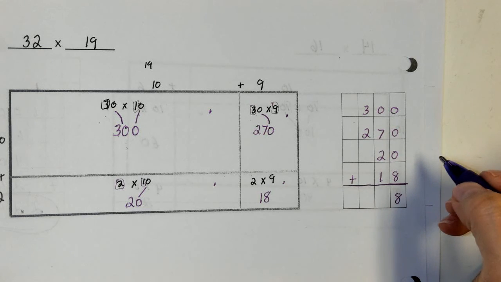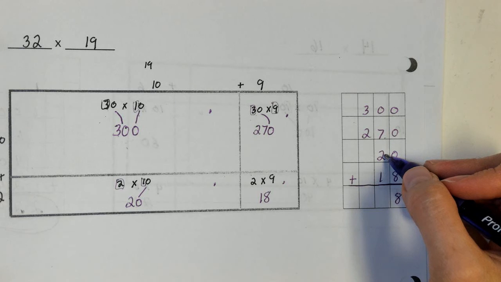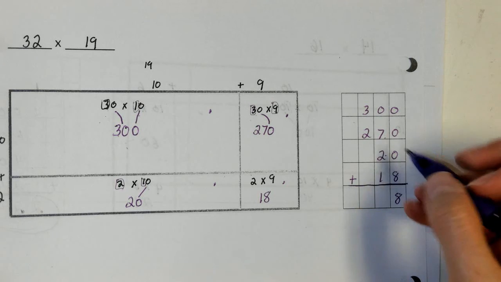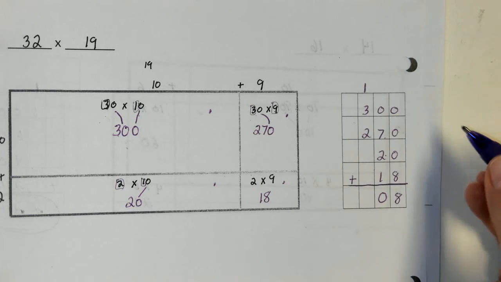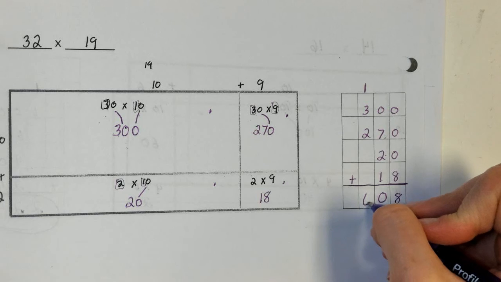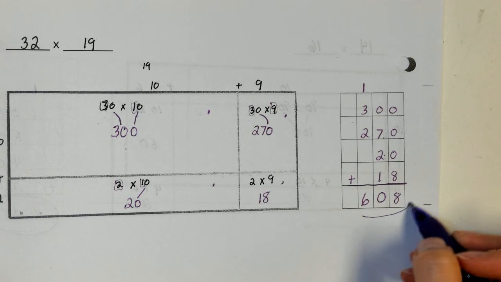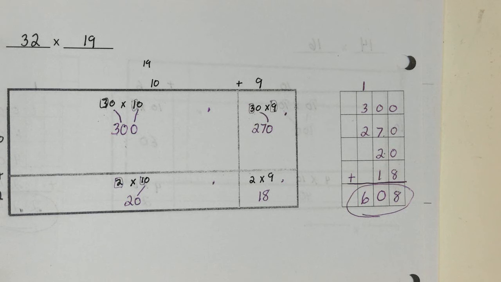Okay, good. All right. So 32 times 19 is 608. Let's practice some more.